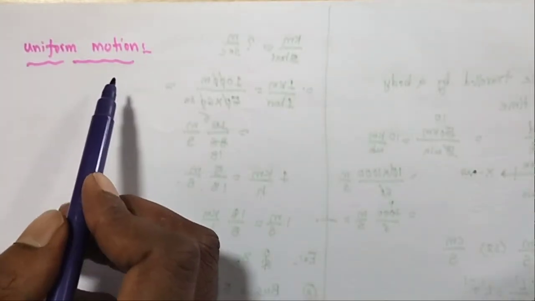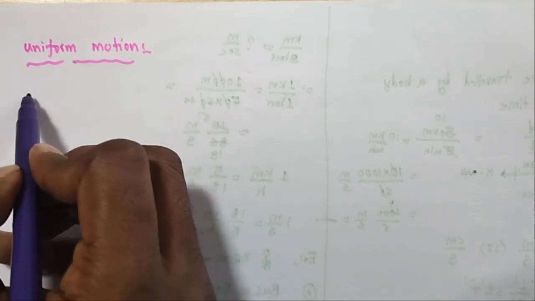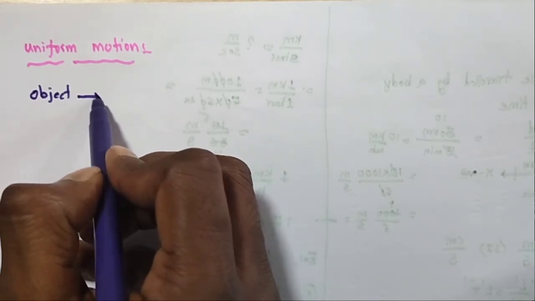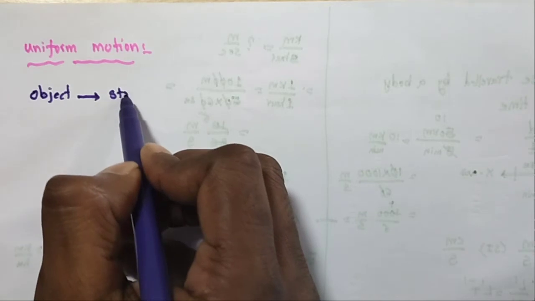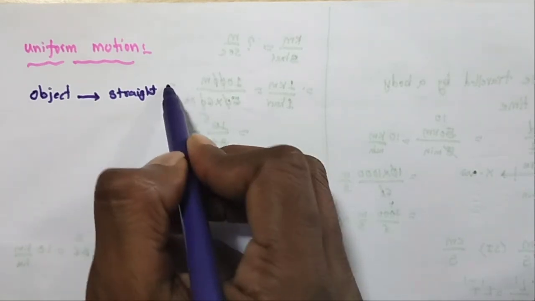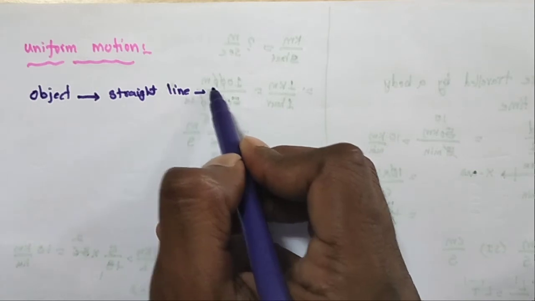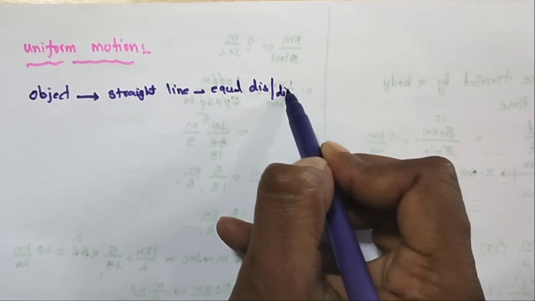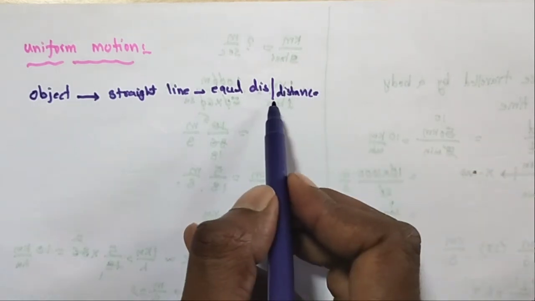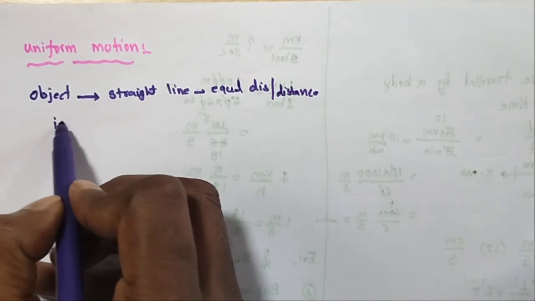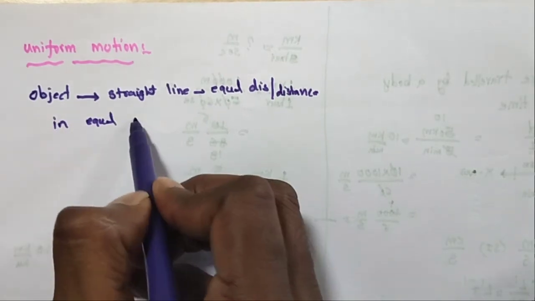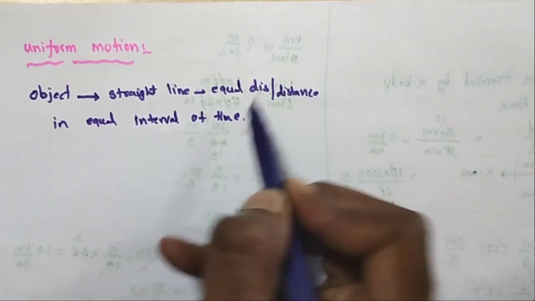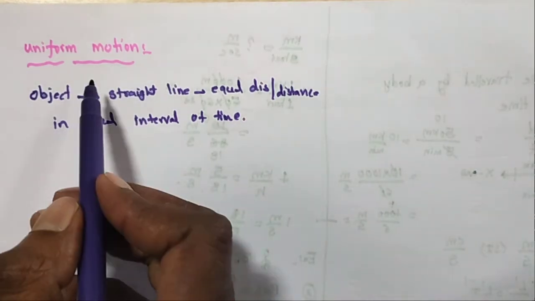Next, uniform motion. What is the meaning of uniform motion? If any object is moving along a straight line and covers equal displacement or distance in equal intervals of time, this is called uniform motion.